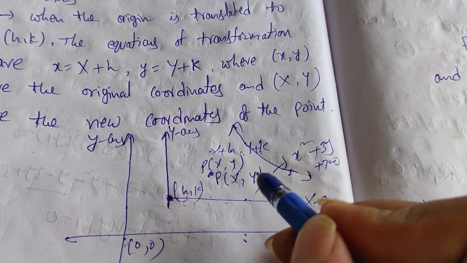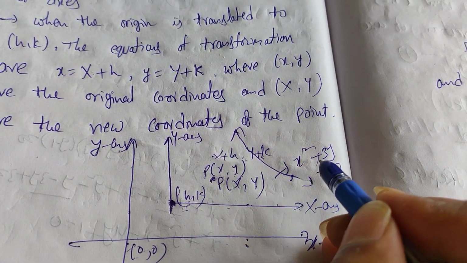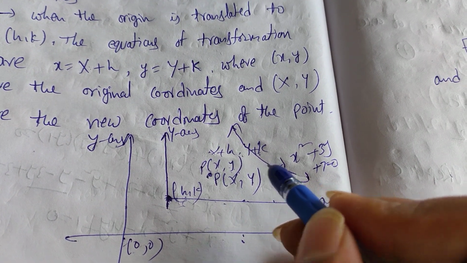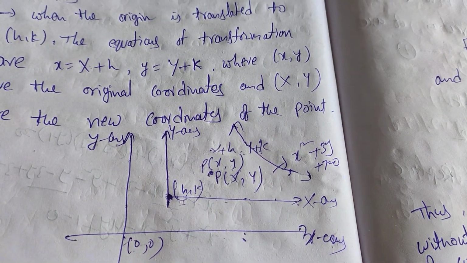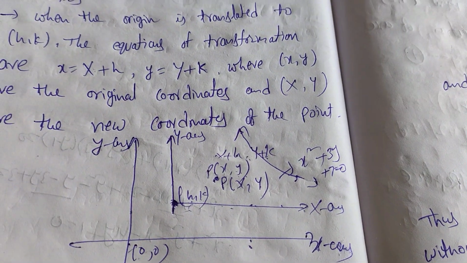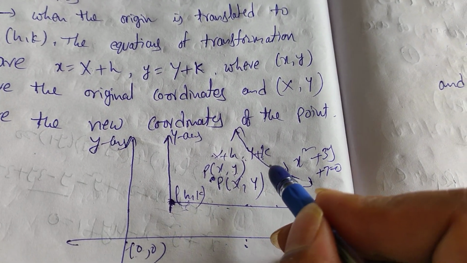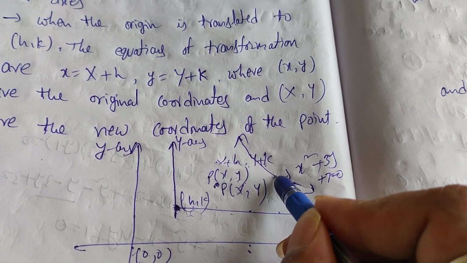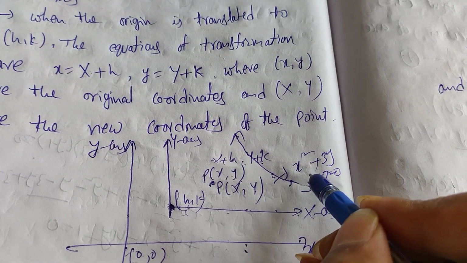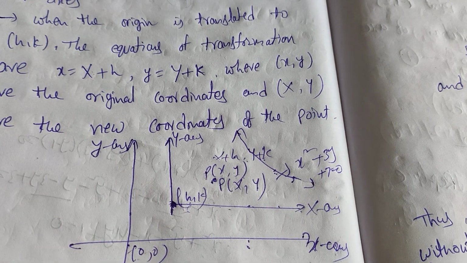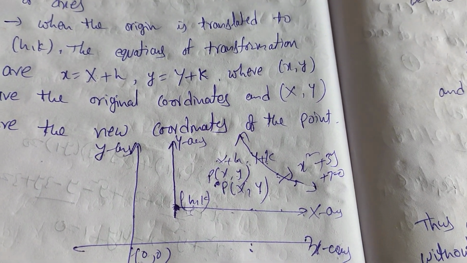So we have to substitute small x is equal to X plus h and small y is equal to Y plus k, and you expand this one, you get the new equation. That means you will get the transformed equation of the original equation. Okay, the transformed equation is nothing but the new equation.